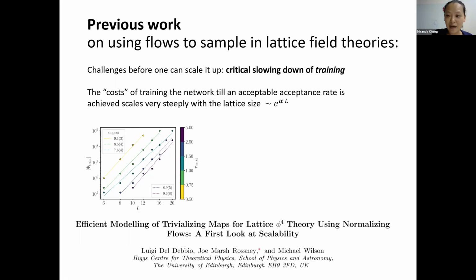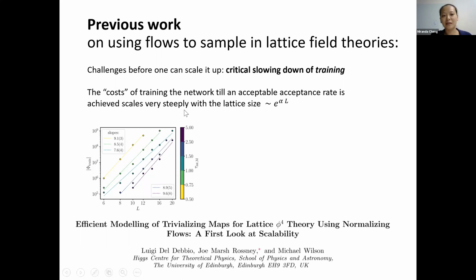I haven't defined it yet, but thanks for the question. The acceptance rate is how often your proposed sample gets accepted. If the acceptance rate is really low, then you have a problem of critical slowing down at the phase of sampling, and that means your network is unusable.